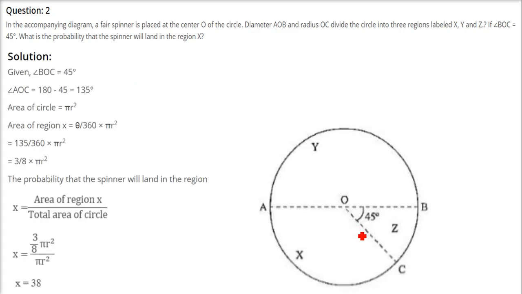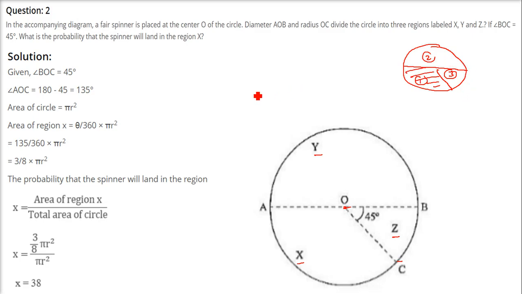Again in this figure there is a fair spinner which is placed at the center O of the circle. Now diameter AOB, this is the diameter of the circle, and radius OC divide the circle into 3 regions. One is X, one is Y, and one is Z. 3 regions are there. So let me show you the region. This is one region, second region, and third region. What is the probability that the spinner will land in region X, that is this region?